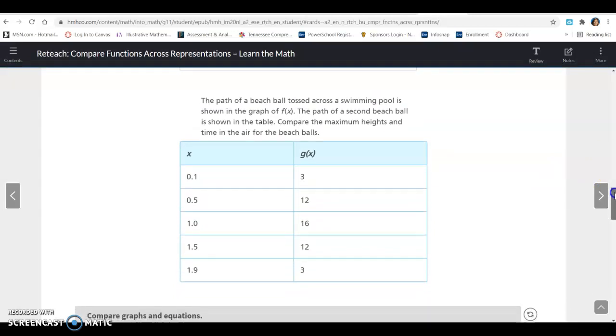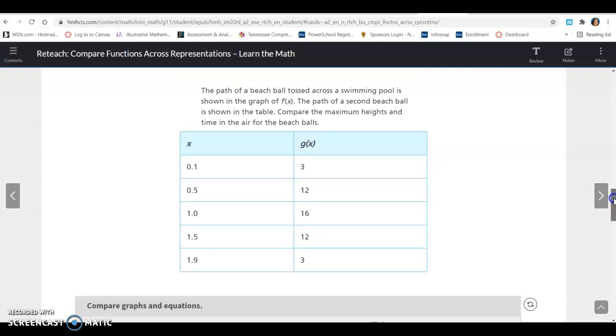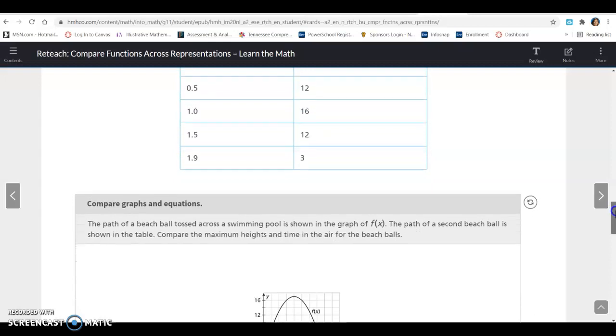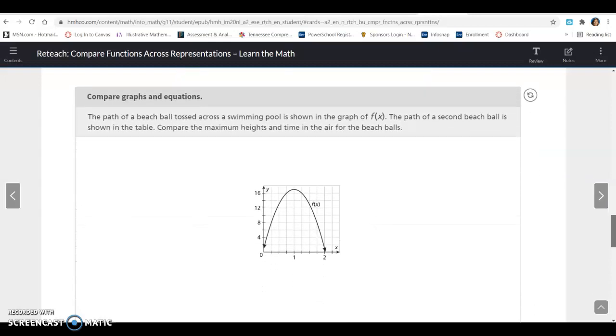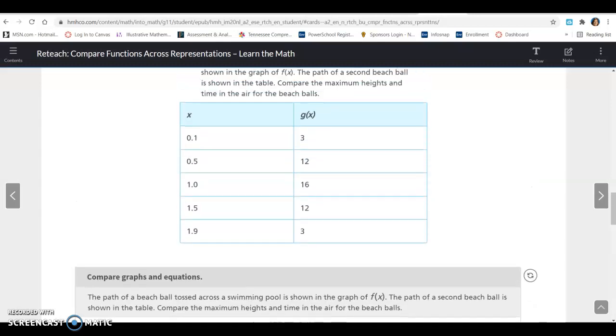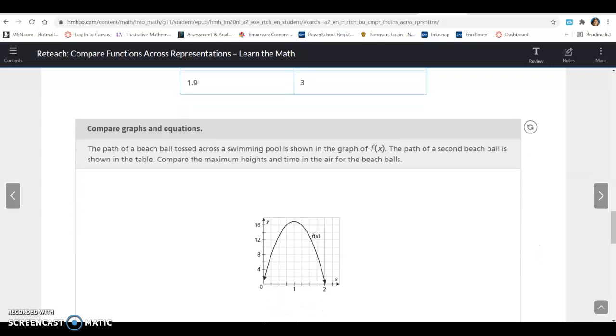The path of a beach ball tossed across a swimming pool is shown in the graph of f of x. The path of a second ball is shown in the table. Compare the maximum heights and time in the air for the beach balls. So there's the table of g of x. If we scroll down, we're going to see the graph of f of x. So for g of x we have a table, and for f of x we have a graph.